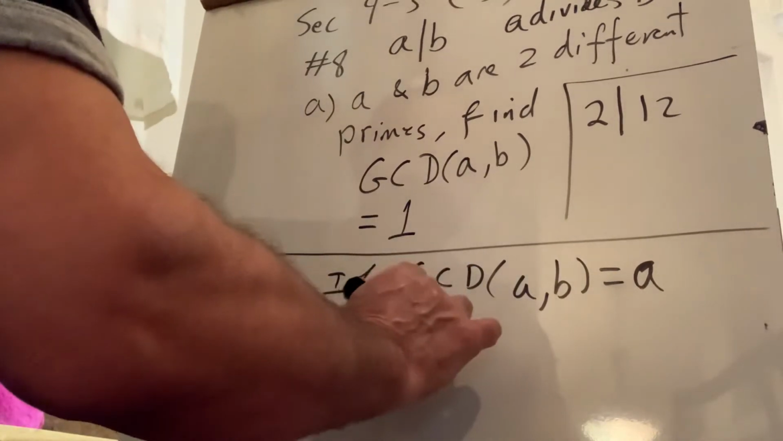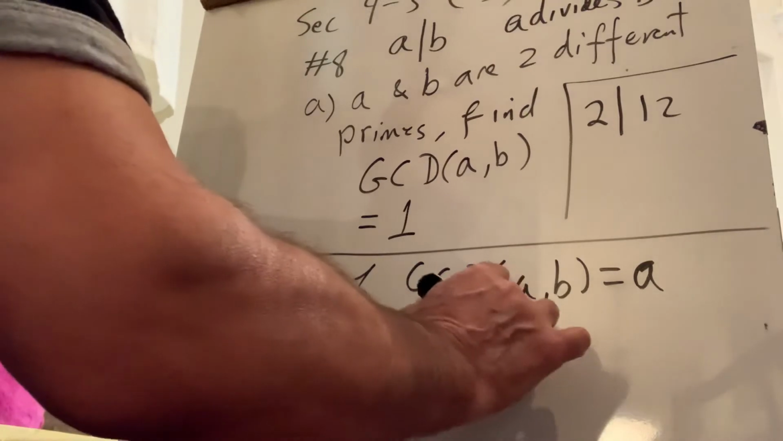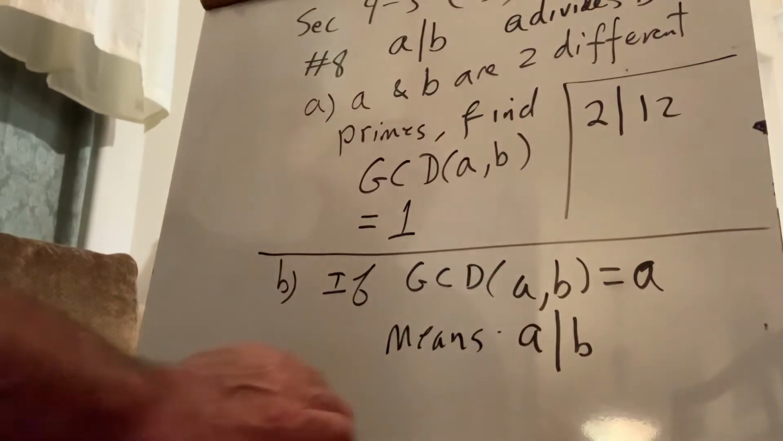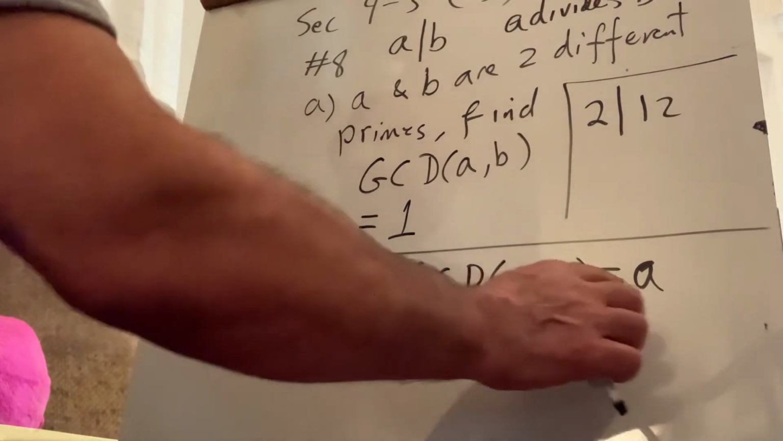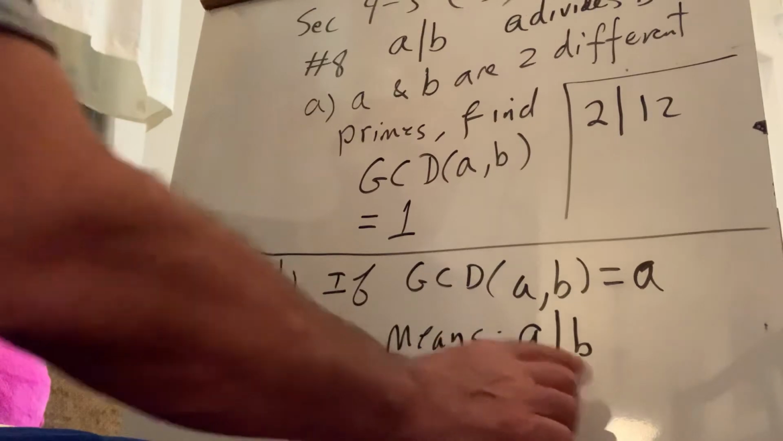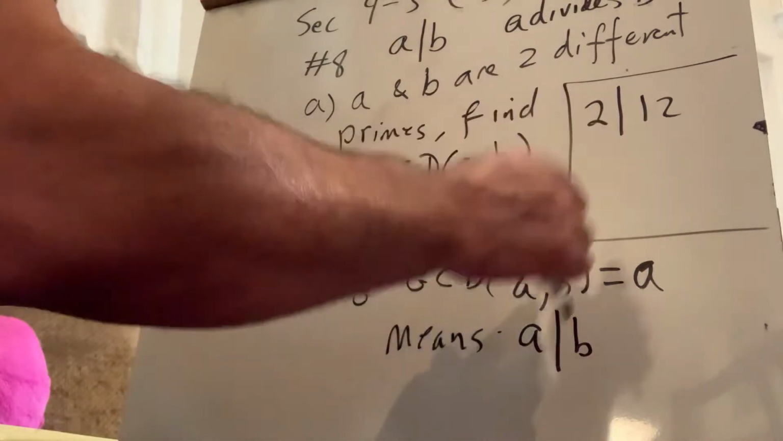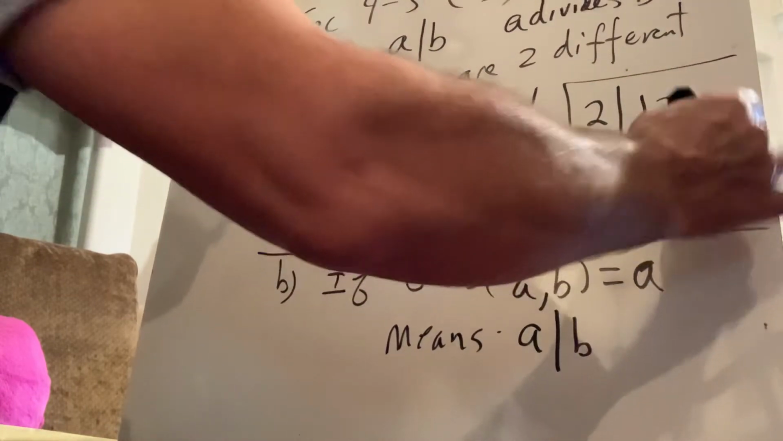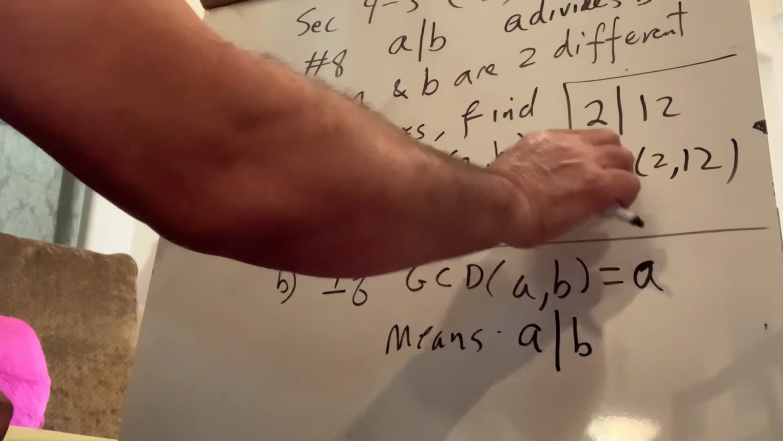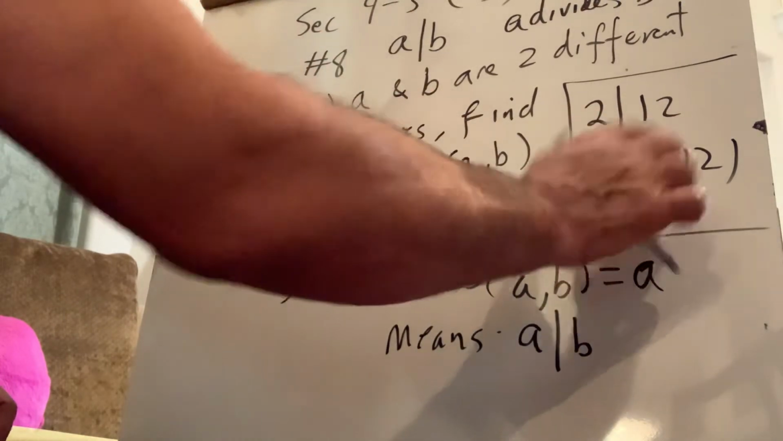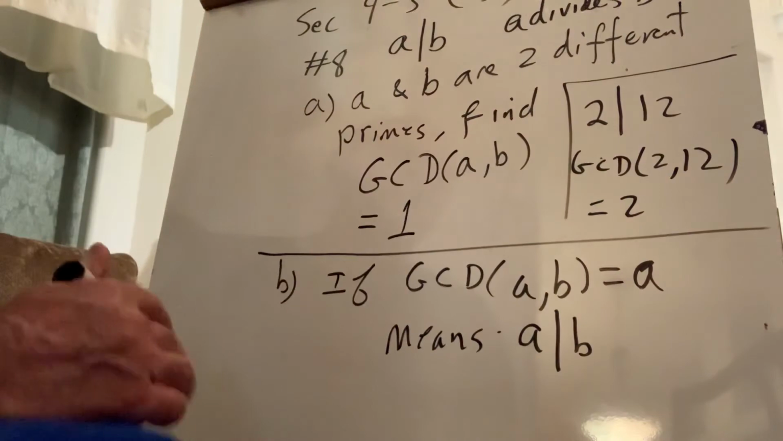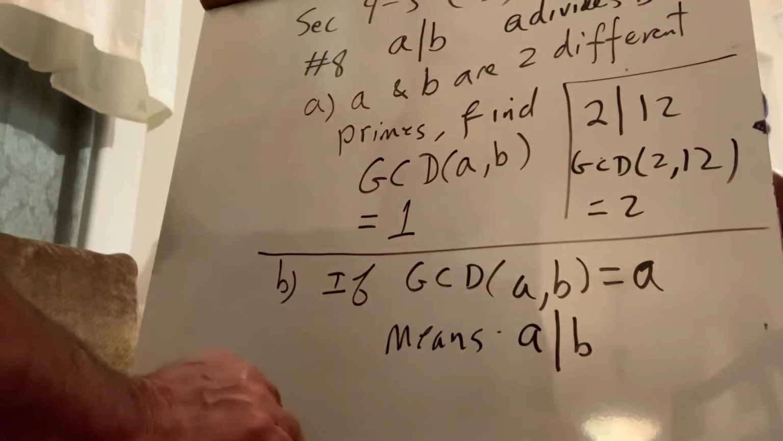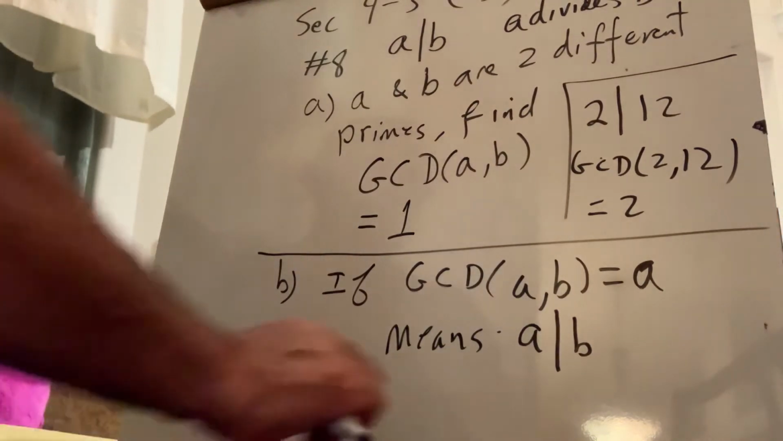So this means, don't forget the notation, A vertical line B, which means A divides B. Anytime the greatest common factor of A and B is the number A, that implies that A divides B. For example, if you want to find the GCD of 2 and 12, what is that going to be? Since 2 divides 12, the greatest common factor would be 2. And that means that 2 must divide 12. Otherwise, 2 cannot be a greatest common factor or divisor. So that's basically what that means.